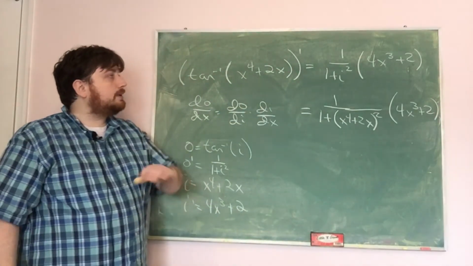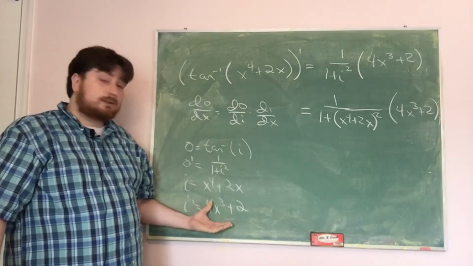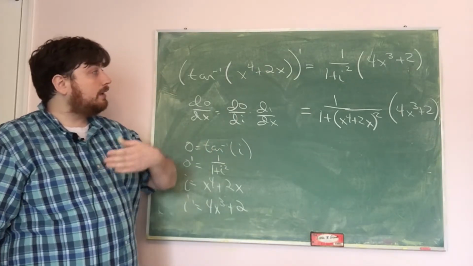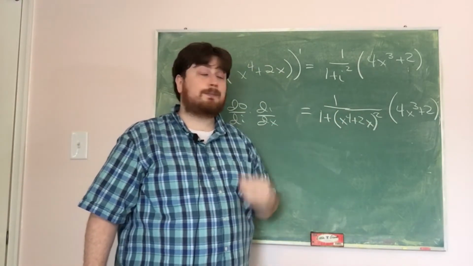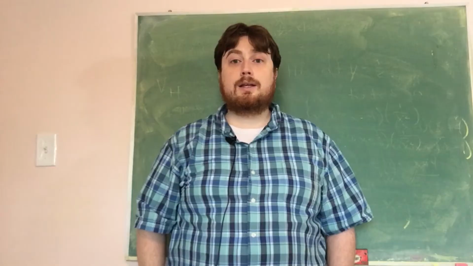So I noticed that this was a chain rule, so I just had an outside and inside function. I focused on those derivatives individually, multiplied them together, and my derivative is 1 over 1 plus x to the fourth plus 2x squared times 4x cubed plus 2.